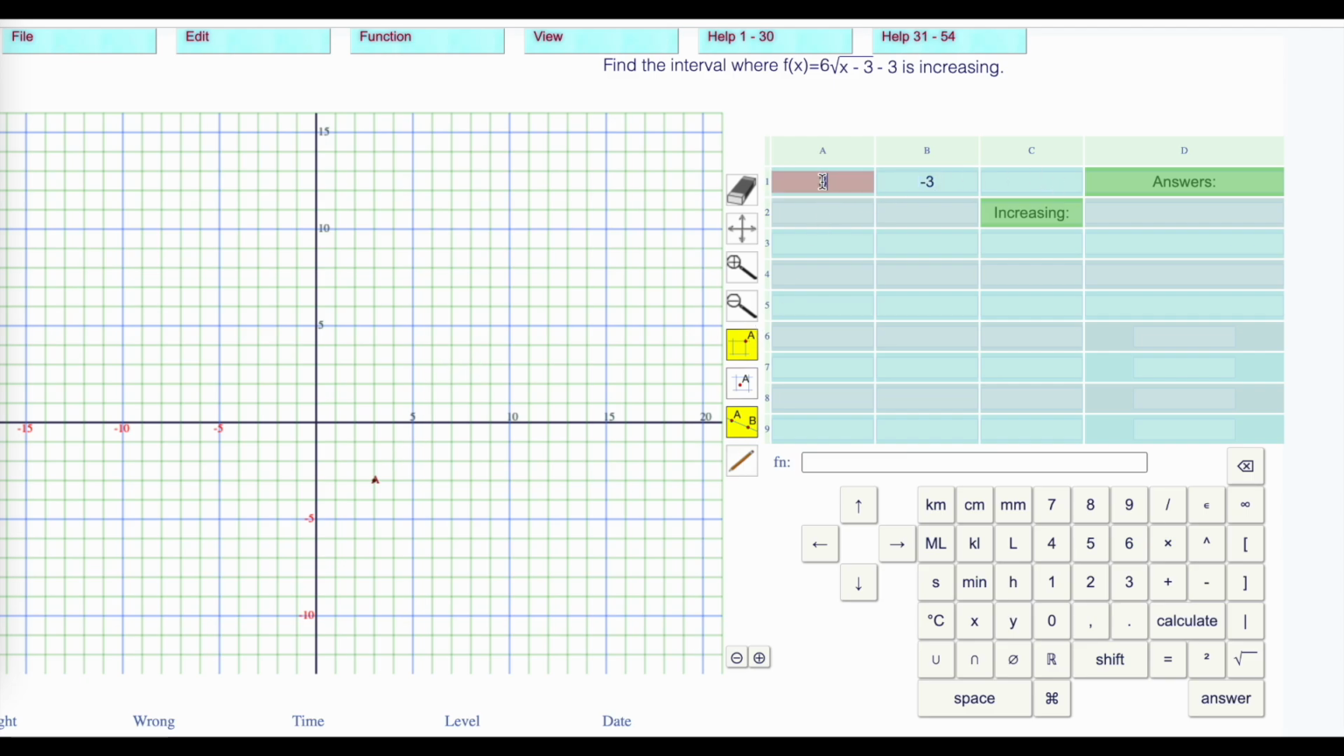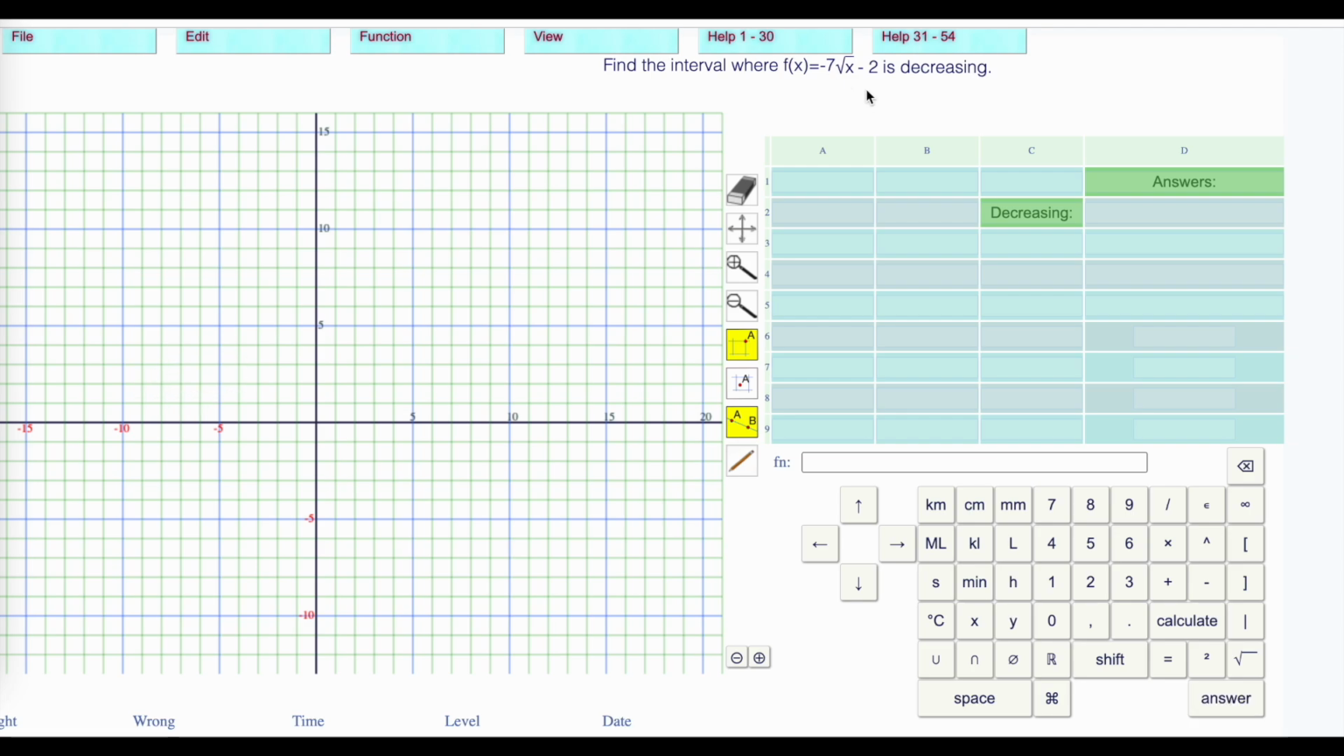It's opening this way. If we went to 4, we would have 3. At 7, we end up with 9. It's going to keep opening this way. 12, we end up with 15. It's just going to keep opening this way. When's it increasing? It's increasing in its entirety domain. When x is a member of the h, which is 3, accepto bracket on the 3 to infinity, and rejecto bracket always on the infinities. And then we press answer to see if we're right.